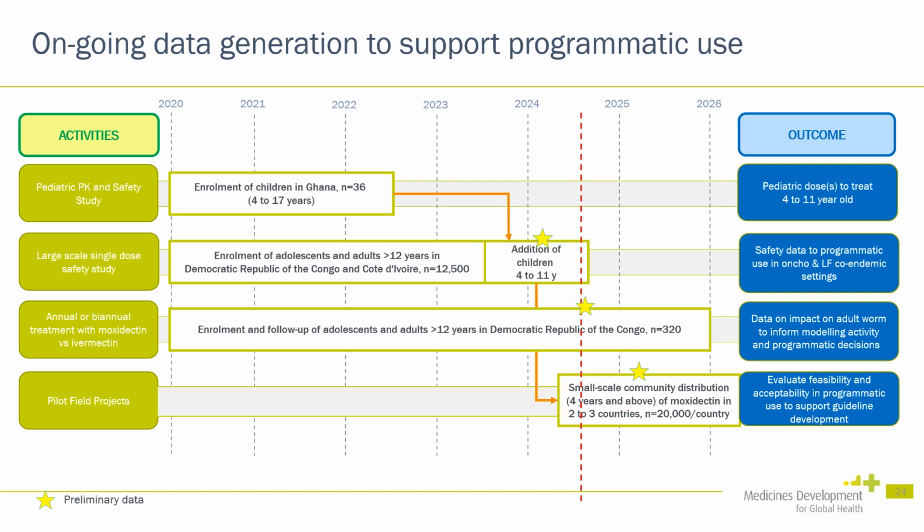A study of annual or biannual treatment with Moxidectin or ivermectin is ongoing. Each participant will receive treatment with either 3 doses of annual or 5 doses of biannual treatment with either Moxidectin or ivermectin over 2 years, with 1 year of follow-up. The data from this study will further inform the epidemiological modelling of use cases and elimination outcomes that will inform programmatic decisions. Data from the paediatric and large safety study mean we are now well placed to implement small-scale community distribution projects to assess the acceptability and feasibility of MDA with Moxidectin.